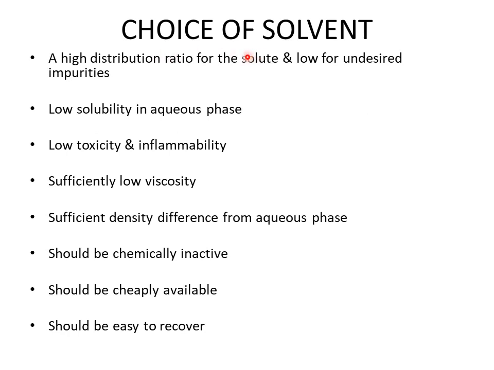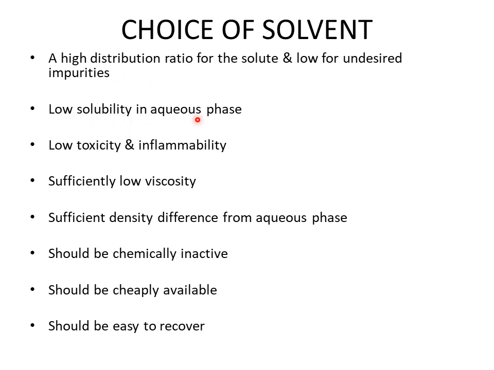Choice of solvent. In this slide we are going to see the characteristics of an ideal solvent B, meaning the organic solvent. What should be the characteristics of that solvent? A high distribution ratio for the solute and low for undesired impurities. This organic solvent should have a high distribution ratio for the solute, meaning the solute should be more soluble in this solvent, while the solubility of undesired components like impurities should be low in this solvent.